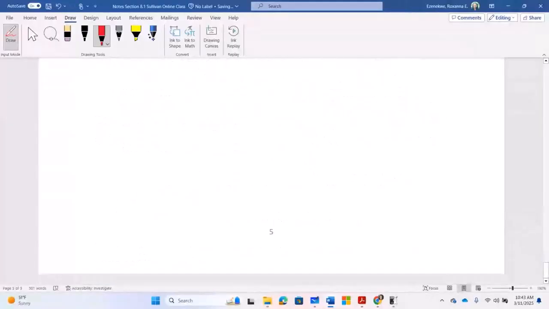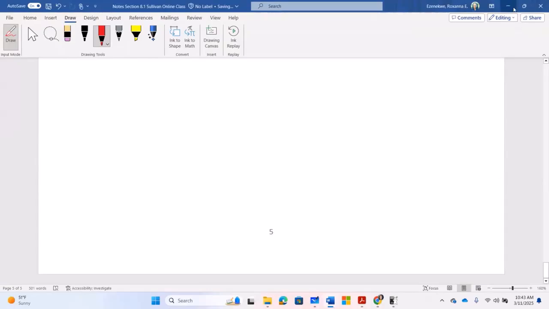Okay, so this is the notes. If you like, you can read the notes first, then also read the PowerPoint, watch the video, and then start doing your practice, especially in this section 8.1.